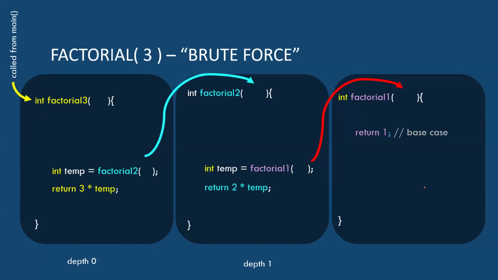But we realize that C++ has a secret power. It can make copies of functions automatically. So if a function calls itself, it's going to make a copy in memory and wait around like a bucket brigade for the information to return from the very bottom of the stack.